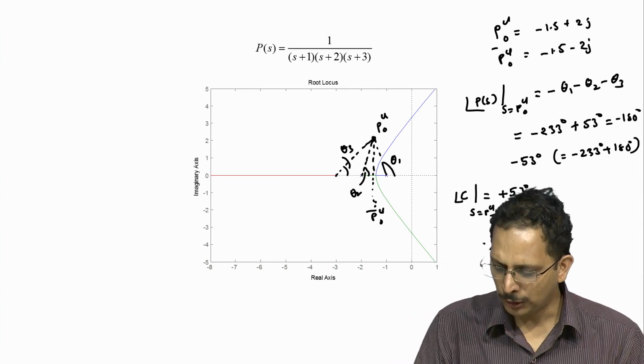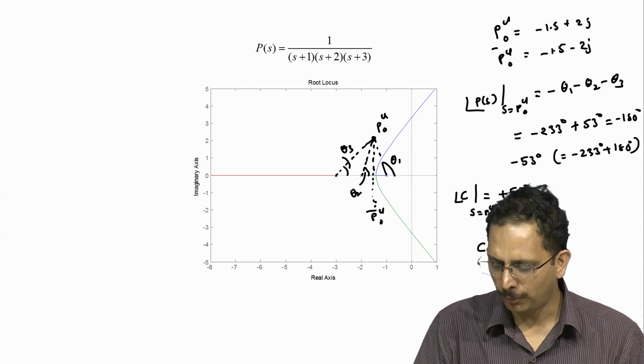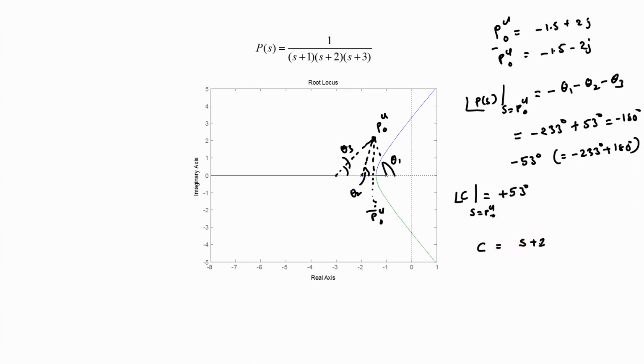So, if I choose the controller C to be of the form s plus z, then let us say I locate the point z in the complex plane, let us say this is that point z.